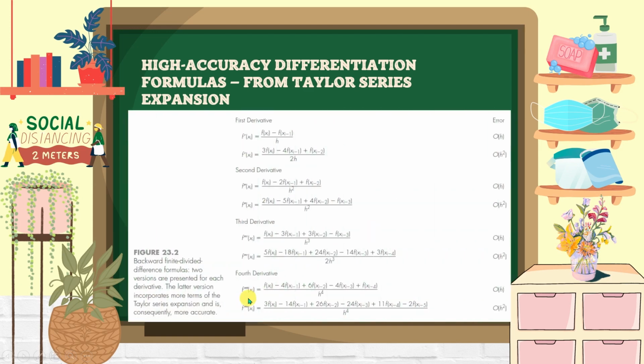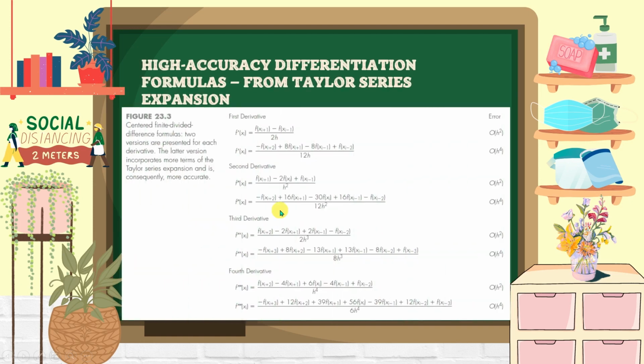Figure 23.2 is for the backward finite divided difference formulas. These are the two versions from first derivative to fourth derivative. We also use this formula in example 4.4. You can try to have your own derivation and you will also arrive at this series of results. And the last figure has the centered finite divided difference formulas, in two versions from first derivative to fourth derivative.